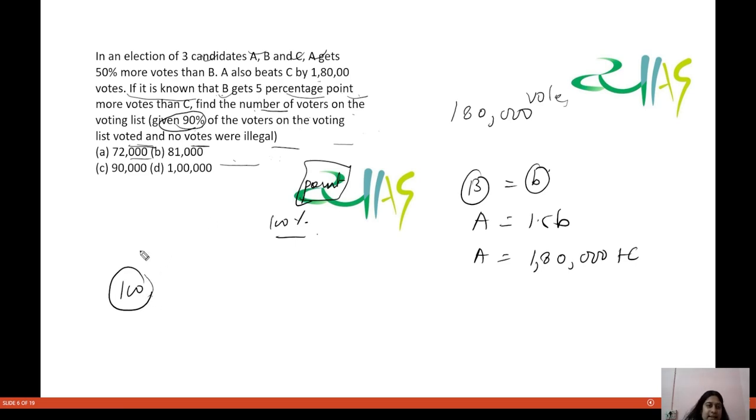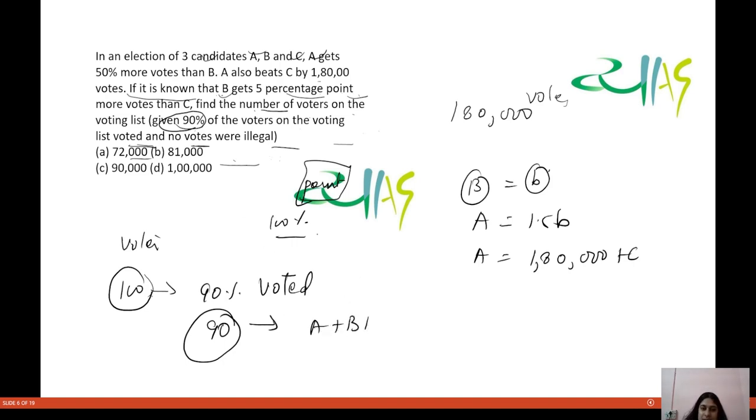Yes, let's say 100. Suppose we were having 100 voters. Of that, 90% voted. Of that, how many voted? 90% voted, that means 90 people voted. Now, there are only three candidates. So A plus B plus C is equal to how much? 90. A plus B plus C is equal to 90.